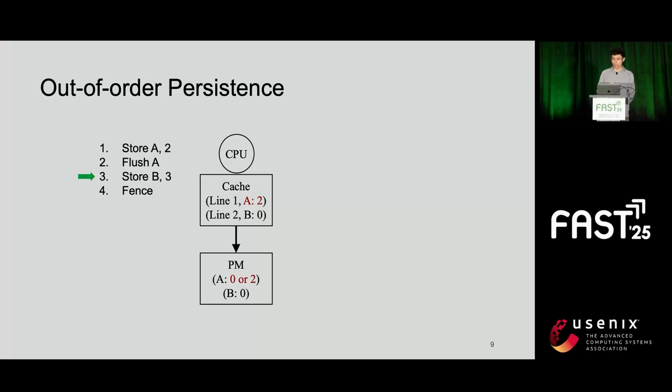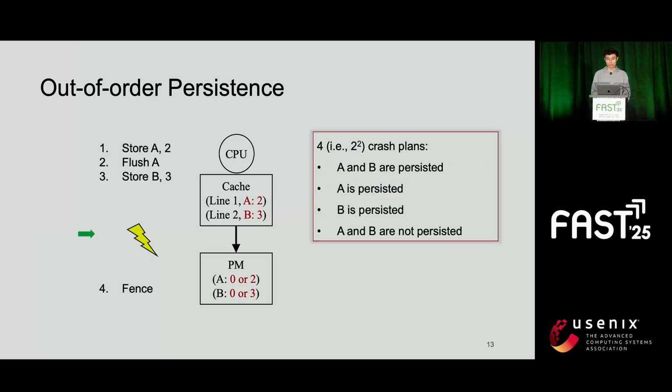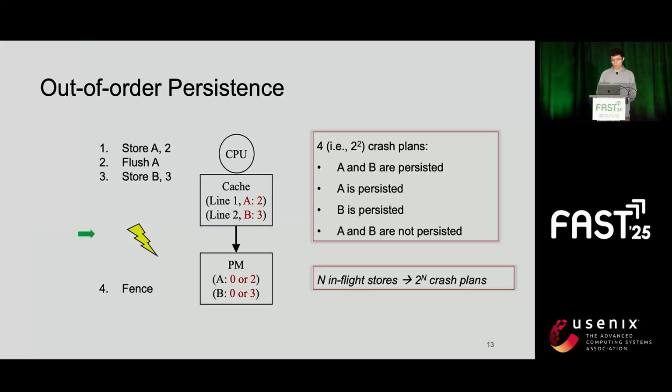Next, we update variable B with number 3. Similarly, variable B in the cache is updated, but in P-memory, it could be either 0 or 3. If a query occurs before the fence instruction, in P-memory, variable A is either 0 or 2, and variable B is either 0 or 3, which creates 4 possible query planes. These include A and B both persisted, only A persisted, only B persisted, or both A and B not persisted. Suppose we have n in-flight stores. It could yield at most 2 to the power of n query planes.